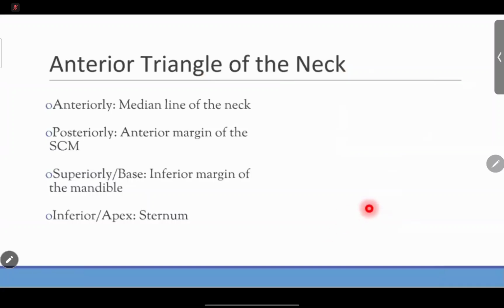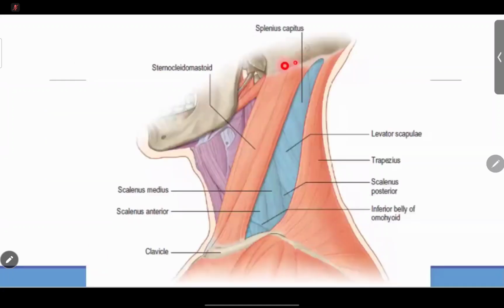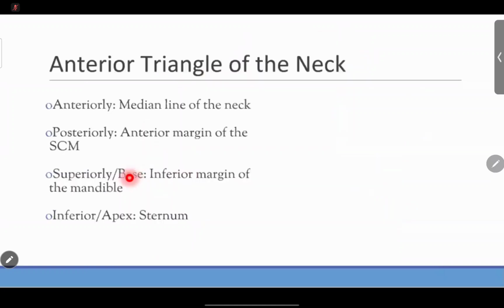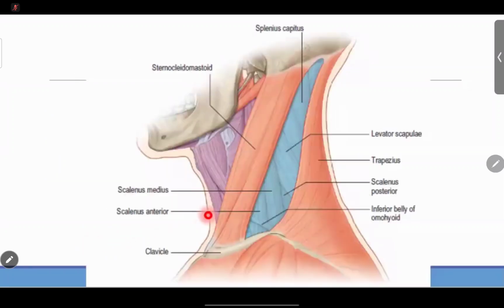So how do we divide? First, let's start with the anterior triangle of the neck. Anteriorly would be the midline of the neck. Posteriorly would be the anterior margin of your SCM. Superiorly would be the inferior margin of your mandible. And then the inferior apex would be your sternum. Okay, so going back, and then this one, the midline.